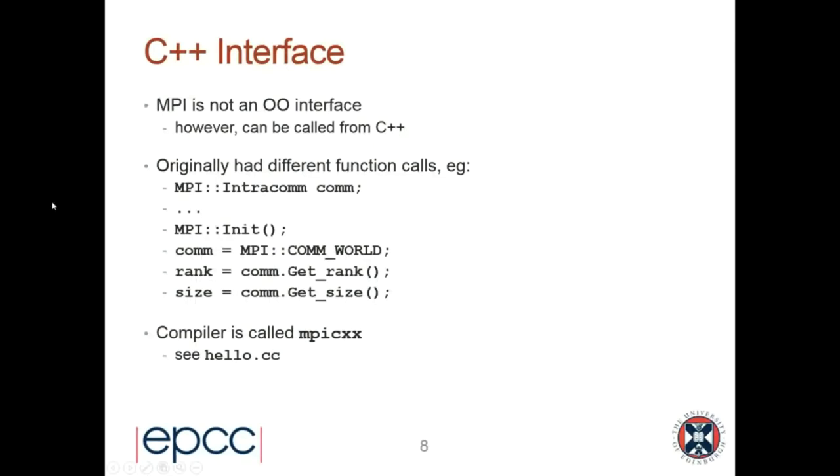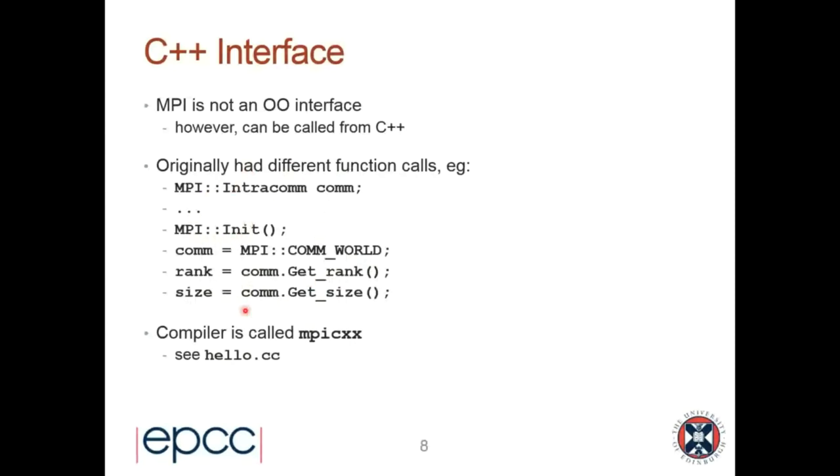They used to support an OO interface, where the MPI calls were methods on an object, and the object was the communicator. So you would say com equals MPI com world, and to get the rank, instead of MPI com rank, you did com dot get rank, and the communicator you were calling on was implicit, because this is the object com, and then size equals com dot get size. That has been deprecated. It may work, you may get away with it, but it's no longer supported.